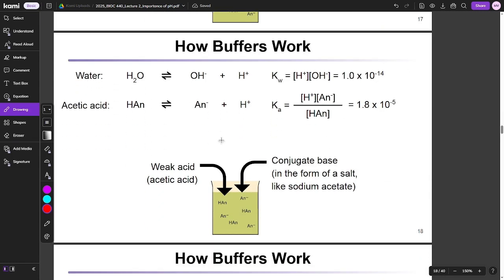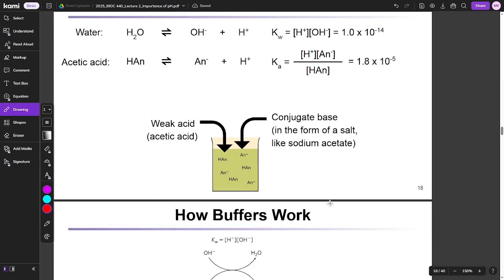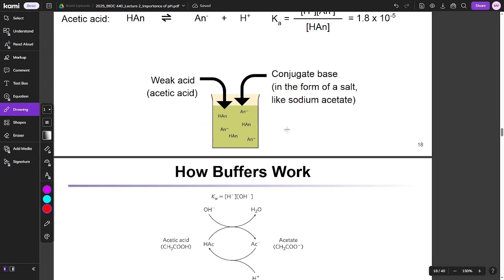If we look at this, again, repeating what I said here, that's all this slide is doing. This slide is just talking about how there is both the acid and the base form in here.